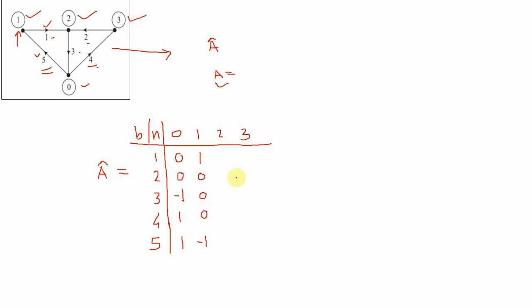Now next one is node number 2. For node number 2, if you observe carefully, branch number 1 and branch number 2 are incoming. So I am going to write down here branch number 1. So these are your branches, right? Branch number 1 is incoming, so minus 1. Branch number 2 is also incoming, so minus 1. Branch number 3 is outgoing from node number 2, so positive 1, and the remaining branches are 0.